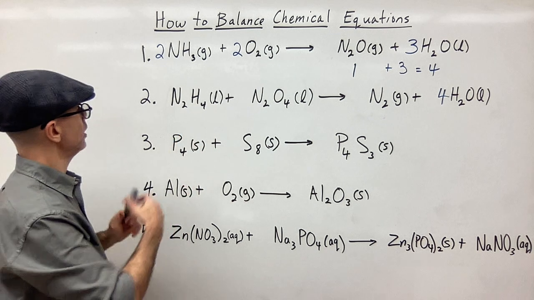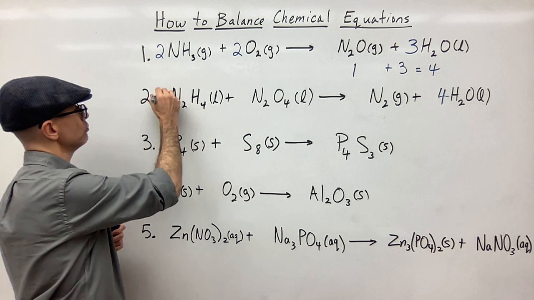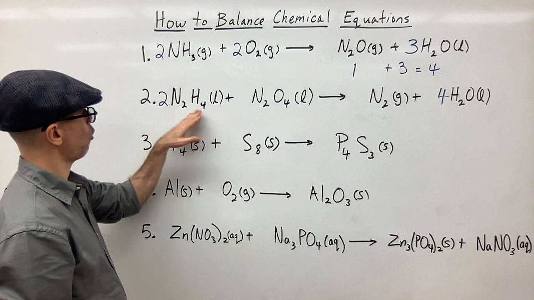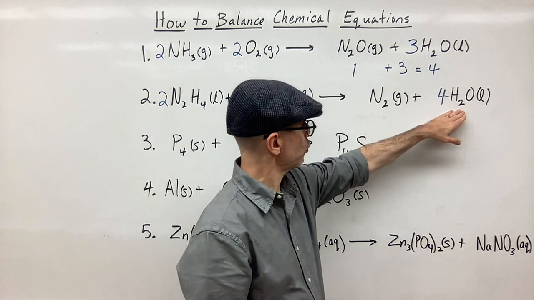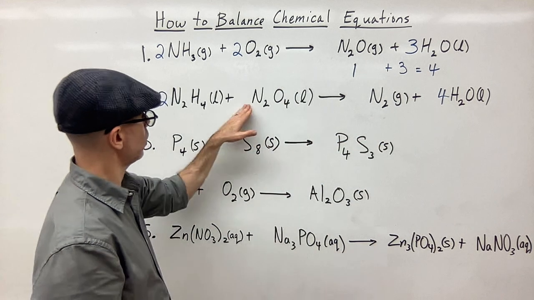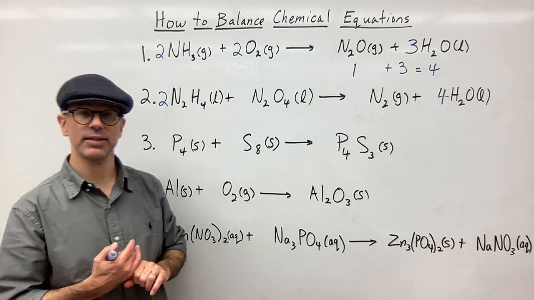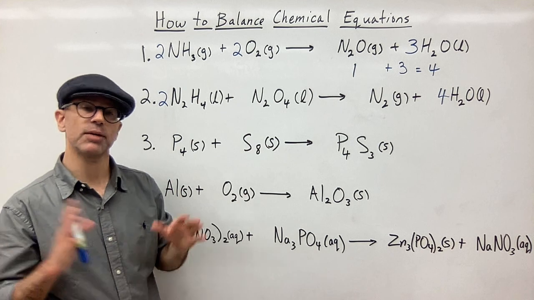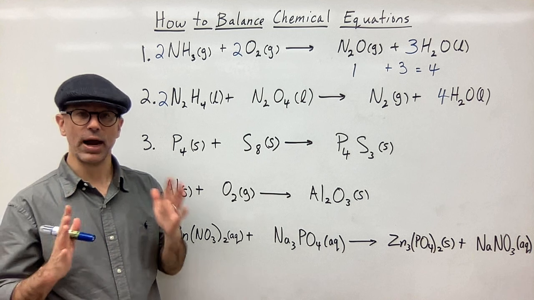So I need to put a coefficient here. So what times 4 gives me 8? 2. So now I have 2 times 4, 8 hydrogens over here. 4 times 2, 8 hydrogens over here. 4 times 1 for the oxygens, 4 oxygens. 1 times 4, 4 oxygens. So now my oxygen and hydrogen are balanced. And sometimes you might have to go back and forth a little bit to get the right balance.